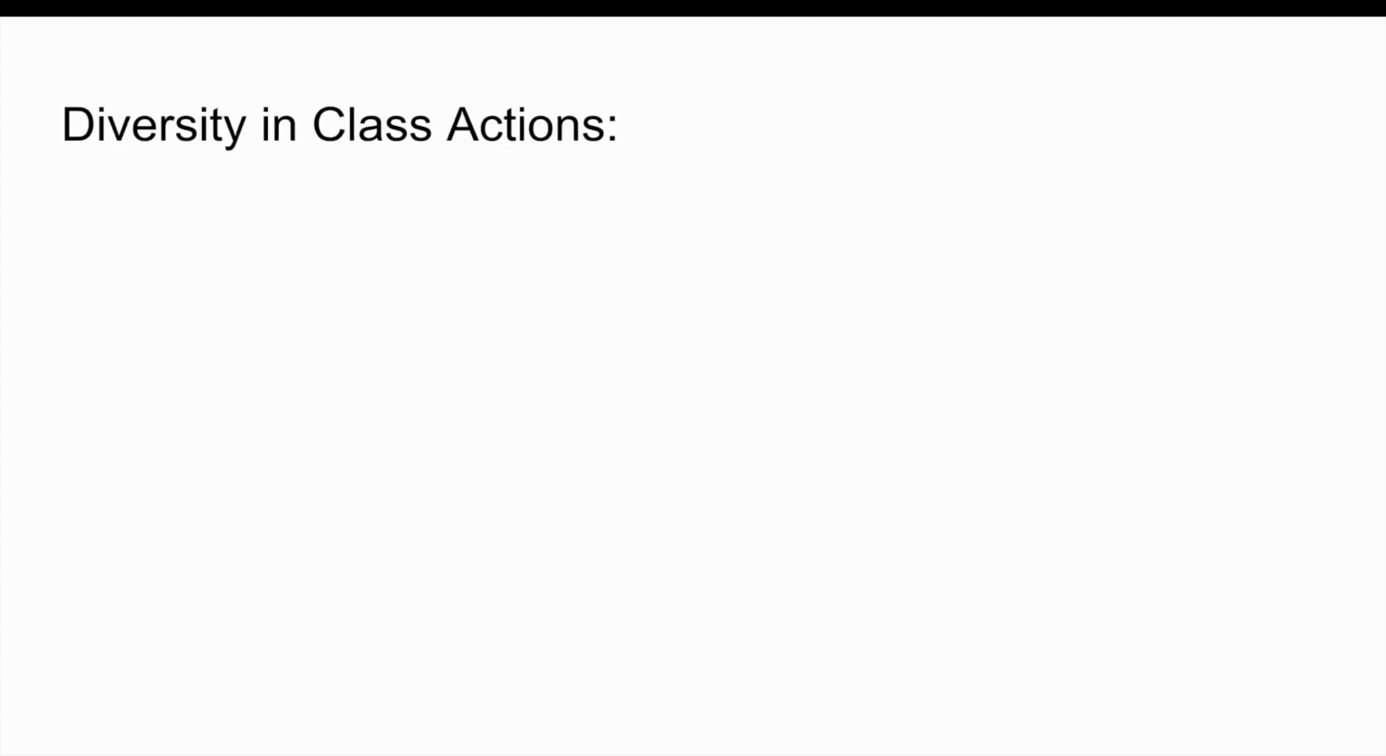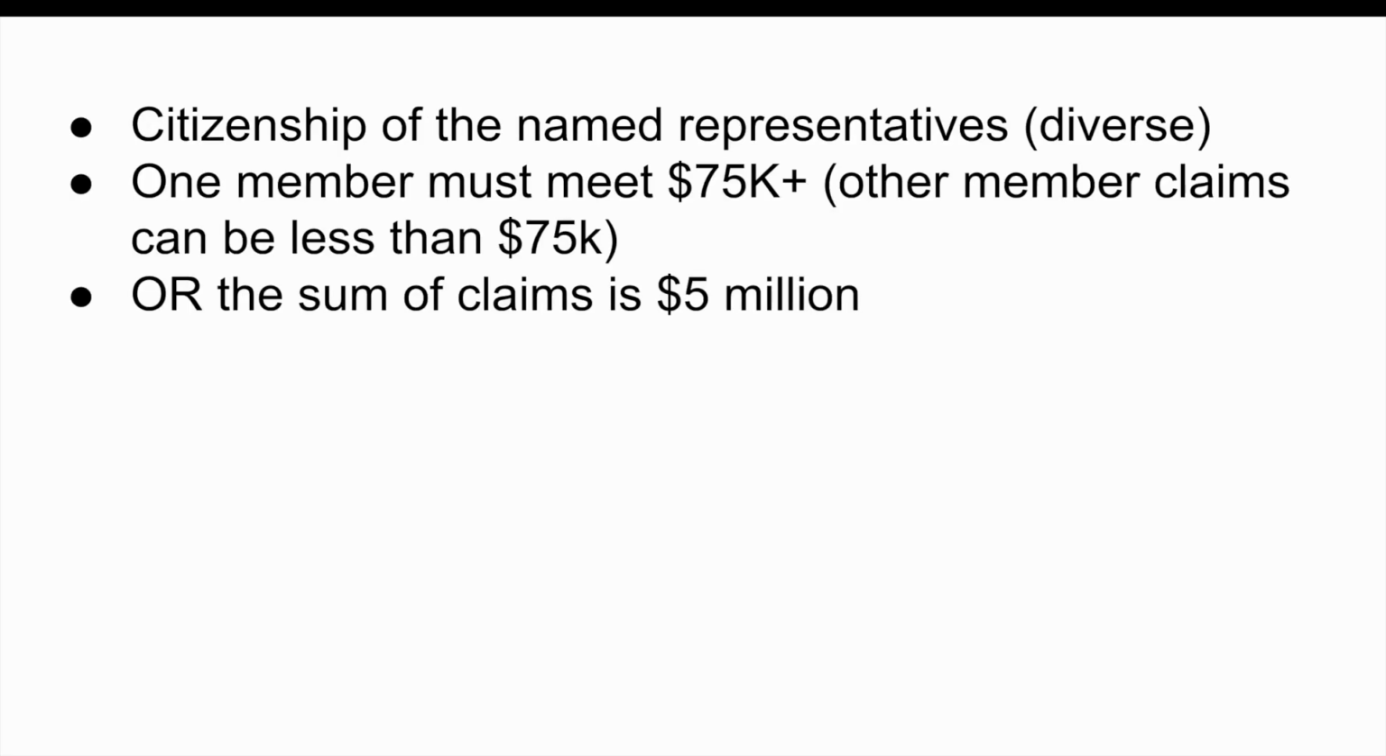Diversity in class actions, diversidad en las acciones de demanda colectiva. Citizenship of the named representatives must be diverse. One member must meet $75,000 and other members, their claims can be less than $75,000. Or the sum of the claims is $5 million. If the sum of the claims is over $5 million, nobody has to meet $75,000.